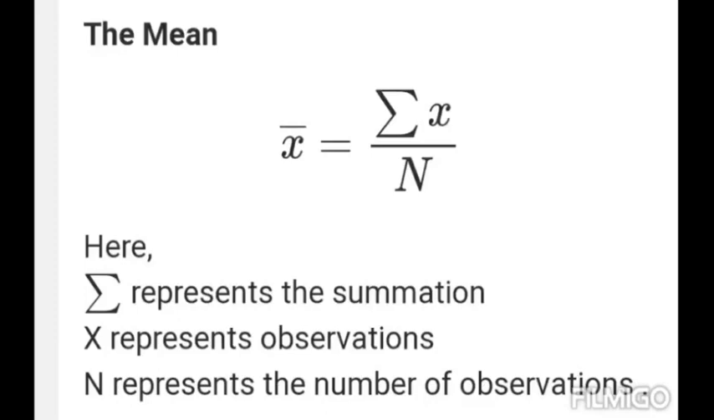Mean will be calculated when we have to find any data's average, right? The mean of a set of observations is calculated by dividing the sum of all the observations by the number of observations. Here you can see in this formula x bar is mean. Mean is equal to summation of x, that is, the sum of all the observations, upon capital N. Capital N is showing the number of observations.